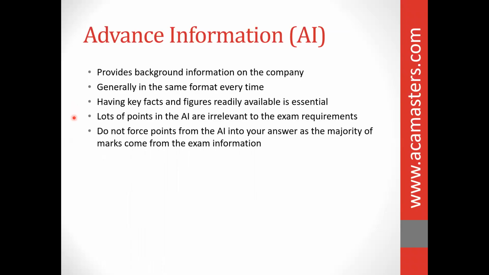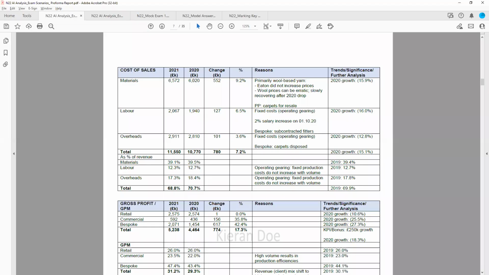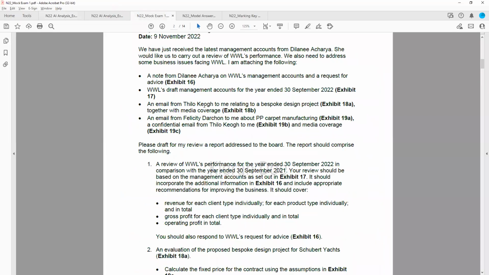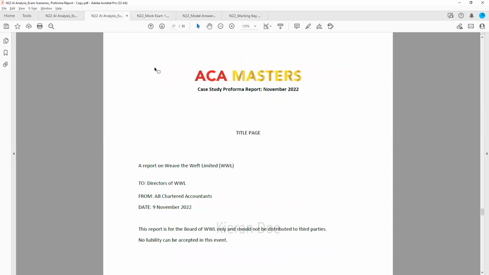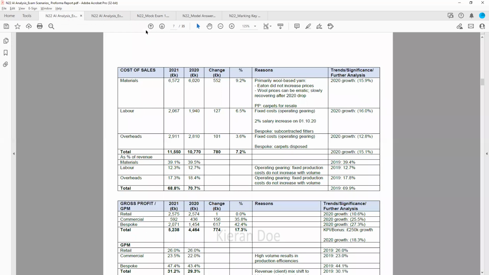So it's important to appreciate that there are lots of points in the AI which you won't actually use in the exam. So the AI document is very long. There's a lot of information included in there. Not all of that information will be relevant to one of the requirements. So there's a lot of information in the AI that you won't use in your actual exam, and it's really important to appreciate that that's normal. And what you shouldn't do is try and force this information into a requirement.